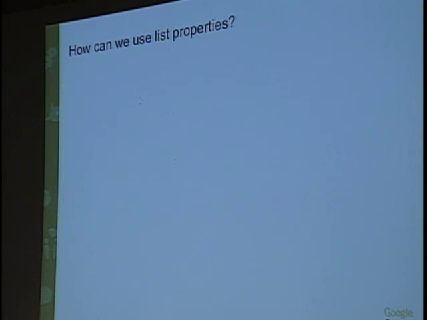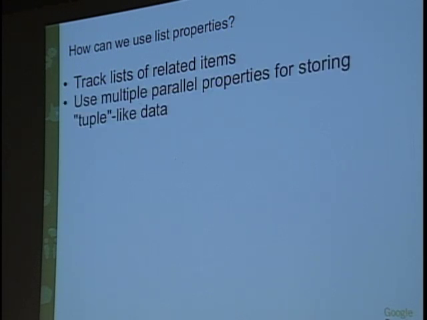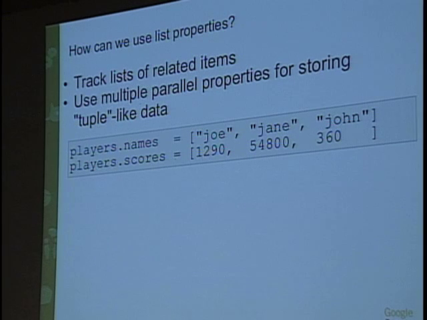So how can we use list properties? We can use it to track lists of related things, like my favorite colors, red, green, and blue. We can use it to store multiple parallel lists, giving us tuple-like data. For example, we can store the names of 3 players and their high scores. And we know that the first value, 1,290, is associated with Joe. The second value, 54,800, is associated with Jane, and so on. We can do this with 2, 3, 4, any number of list properties that we like.